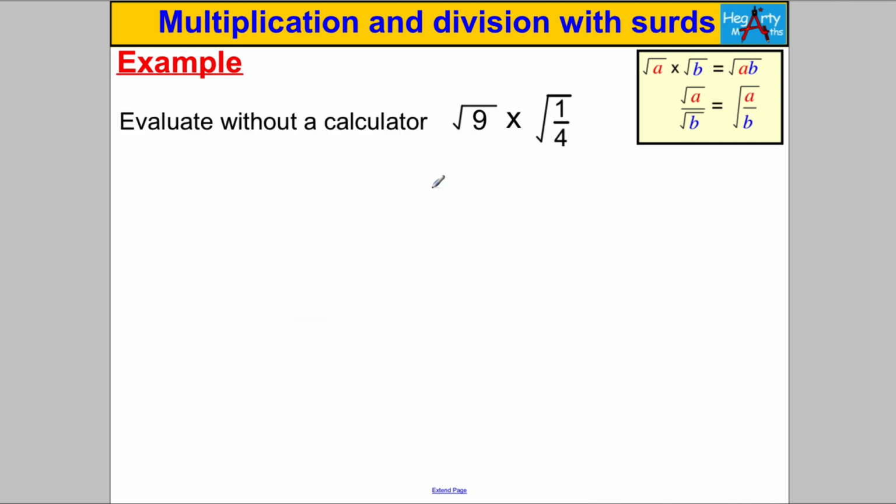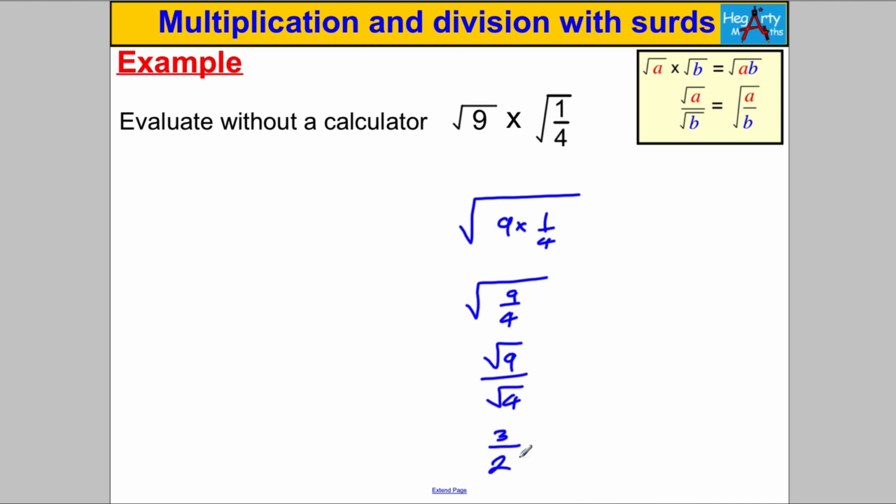Could we try and evaluate that without a calculator? Well, using the multiplication law, this would be the square root of 9 multiplied by a quarter. And 9 multiplied by a quarter is 9 quarters. And we could say the square root of 9 divided by 4, well, that's the same thing as the square root of 9 over the square root of 4, using the division law but the other way round. And that's going to be the square root of 9 is 3 over the square root of 4 is 2, and there we go, the answer is 3 over 2.